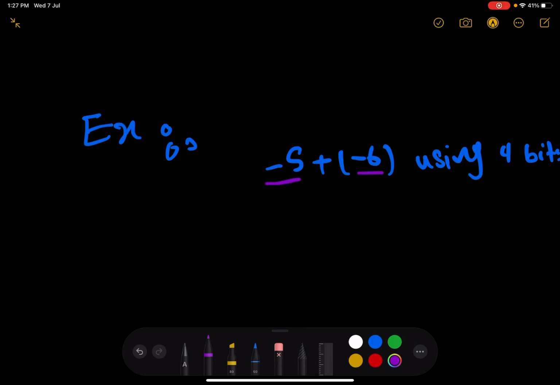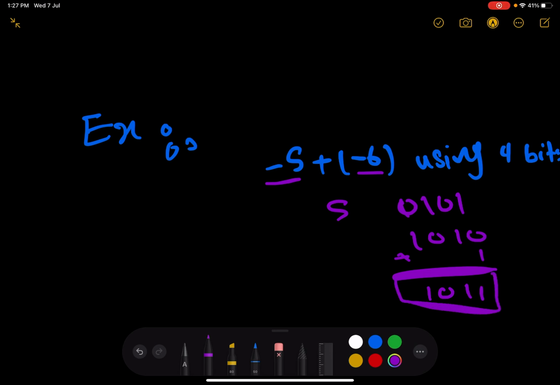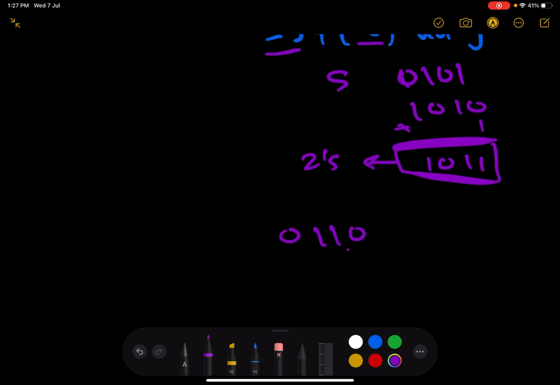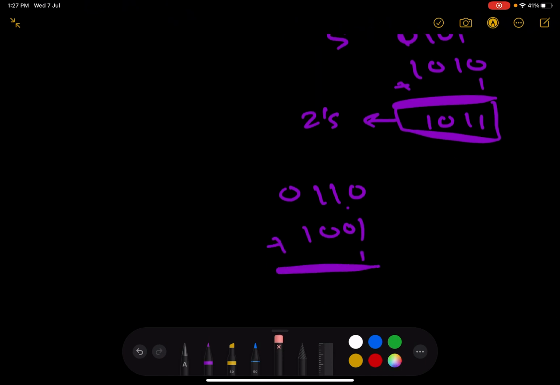-5 and -6. 5 in binary is 0 1 0 1, then 1's complement, then we add 1. Here is our 2's complement, and for -6, 0 1 1 0, then 1's complement, add 1. 1 plus 1 is 0, and we have the carry, then 1, then 0, and then 1. So this is the 1's complement, this is the 2's complement for -6, and for -5 also.